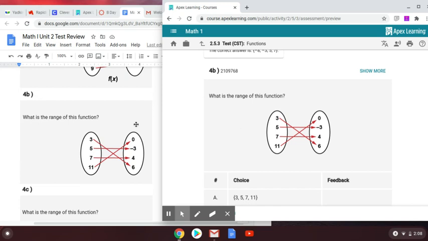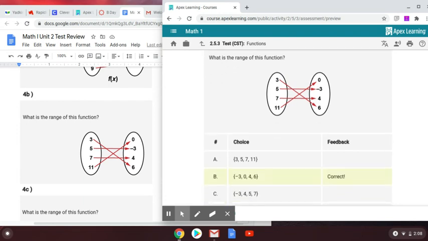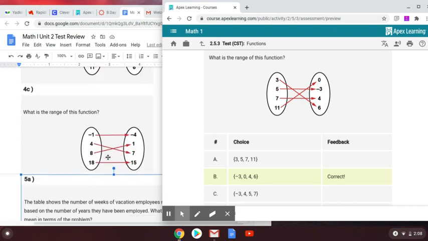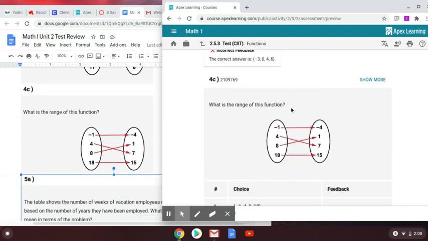4B, what is the range of the function? Remember, the range is just asking you for the y values, which is going to be on the right side of a mapping diagram. So that's why the answer is -3, 0, 4, 6. Notice in the answers, they are in order from least to greatest. They're not in the same order they're in the mapping diagram. Okay. 4C, what is the range of the function? Everything on the right side, all of the y values.